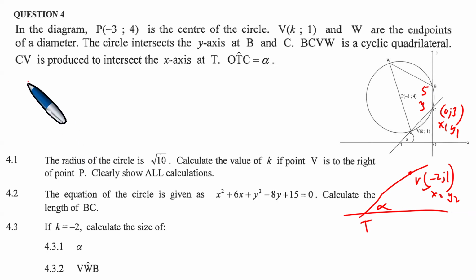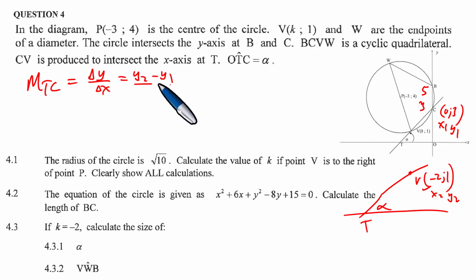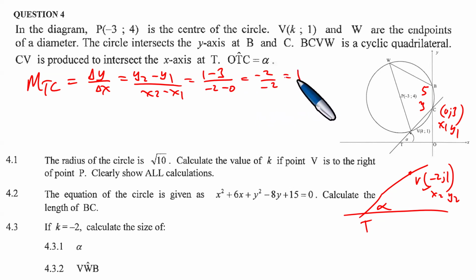We're going to find the gradient of TC. Change in y over change in x, which is y2 minus y1 over x2 minus x1. What is y2? y1 is 3, x2 is minus 2, x1 is 0. Minus 2 is 1.